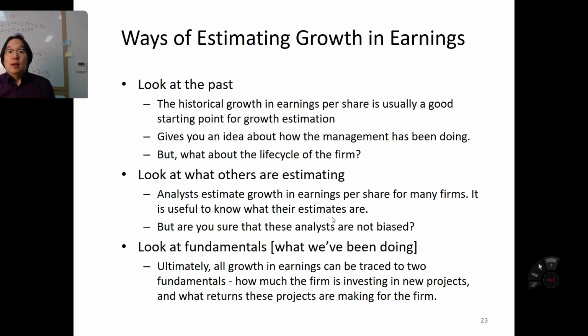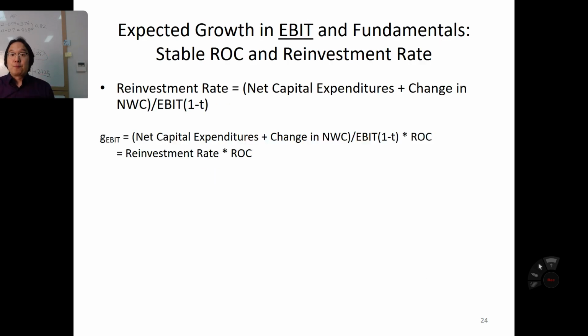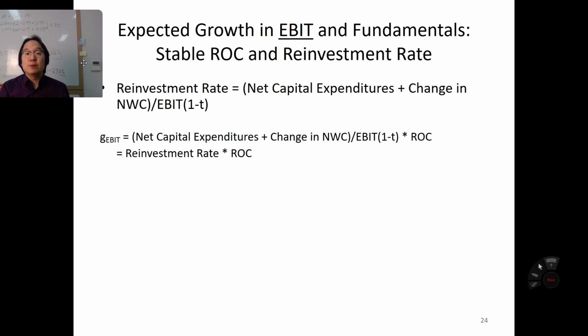Anyway, ways of estimating growth rate in earnings. Again, 3 different ways. Look at the past, look at what others are estimating, and look at the fundamental relations. You have a choice of doing it. That's all that I'm trying to say. Now, expected growth rate in EBIT and the fundamentals, stable ROC and reinvestment rate. If you assume it, then what happens? Reinvestment rate should be like this, which is your investment amount divided by NOPAT, and then growth in EBIT should be this. Repeatedly, I tell you this.